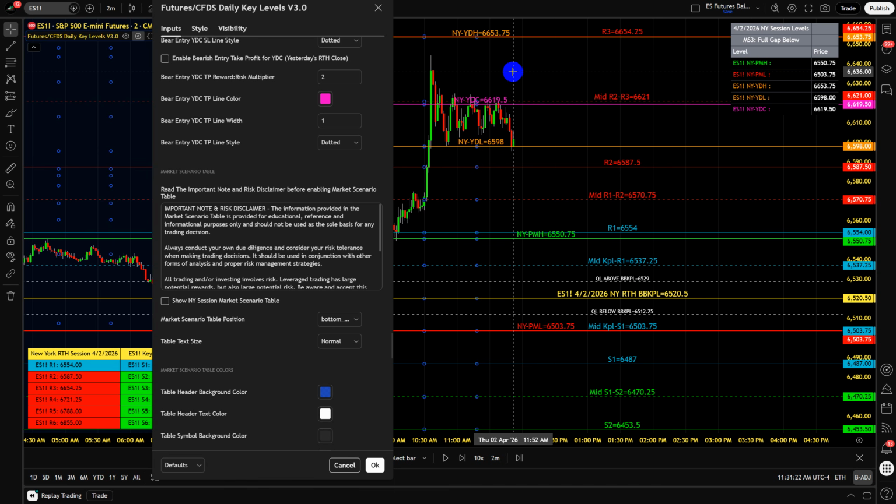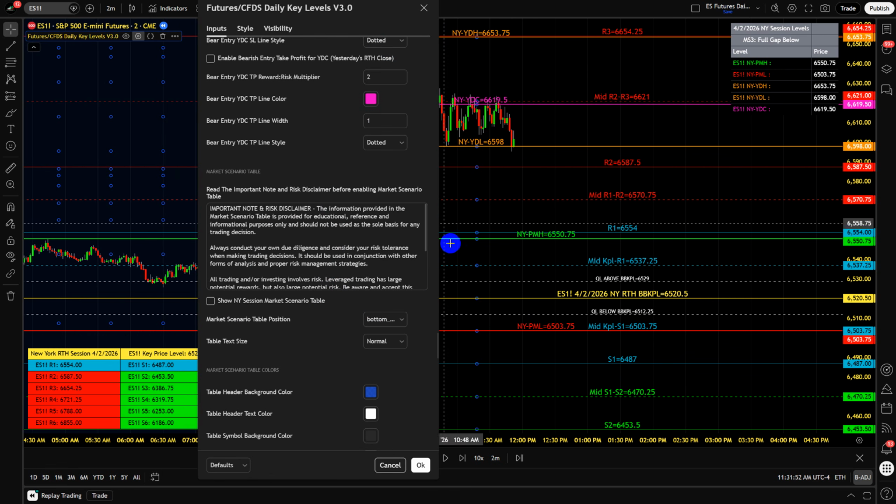The market scenario analysis is done on the first tick of the 9:30 open. The reason it has to wait to the 9:30 open is it has to wait for the close of the pre-market session so it can set what the pre-market high and pre-market low were. We'll be going over this in more detail when we get to that section. Right now we're just going to go through the rest of the user control panel inputs.